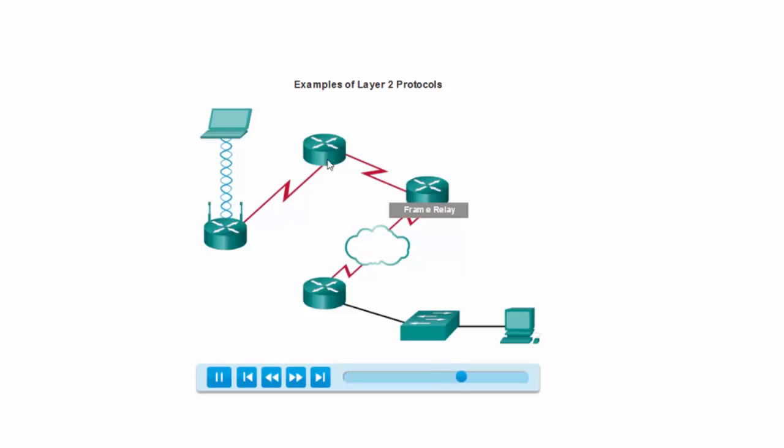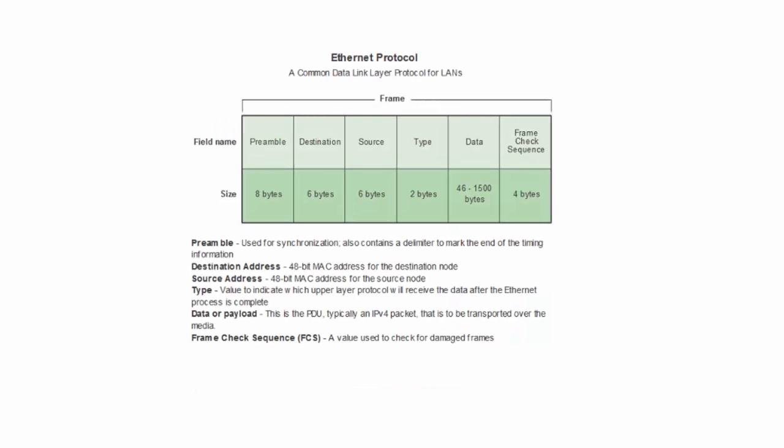So here we used PPP, here we used HDLC, here we used frame relay, and then we used Ethernet frame to send to the ultimate receiver. So each data link layer protocol defines the structure of the frame using the standard specification. And for the case of Ethernet, for example, this is the structure of the frame.